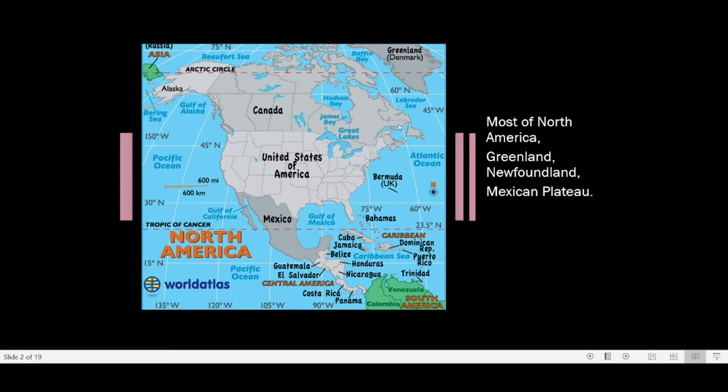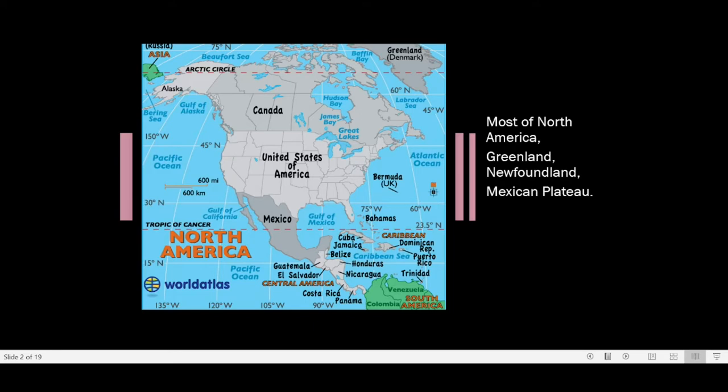Then there is a small island here. This island is known by the name Newfoundland. And all the islands in the northern portion of Canada, which are under the administrative control of Canada. Then this Mexican plateau. Mexico has two portions. The southern portion comes under the Neotropical realm, whereas the northern and middle portion come under the Nearctic realm. So this is how the Nearctic realm has been classified.